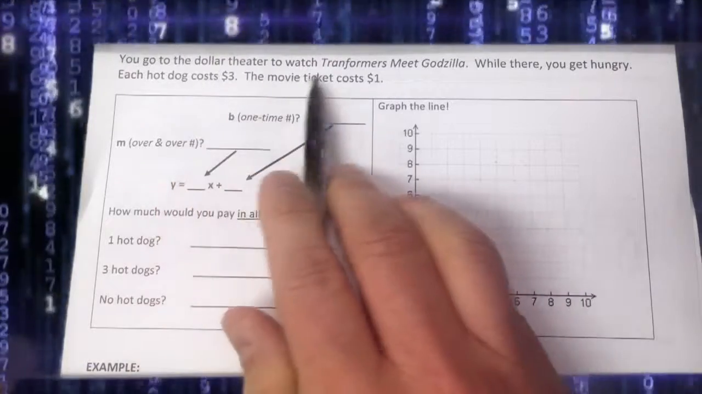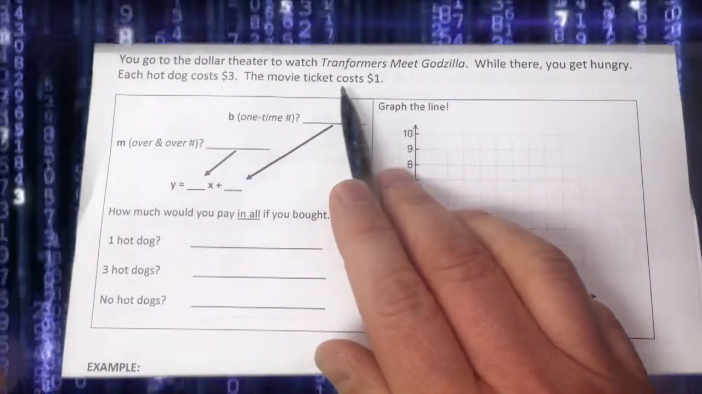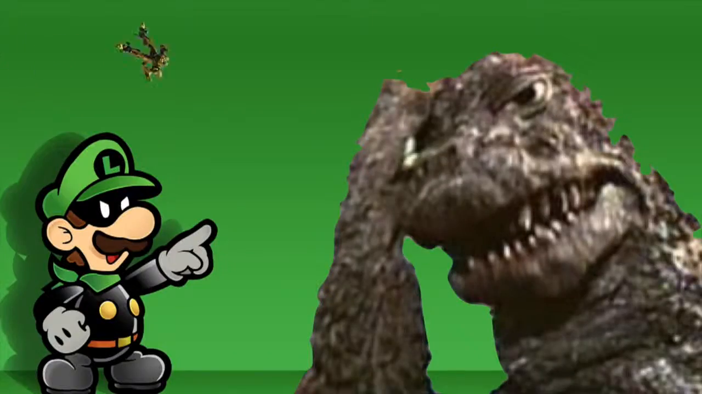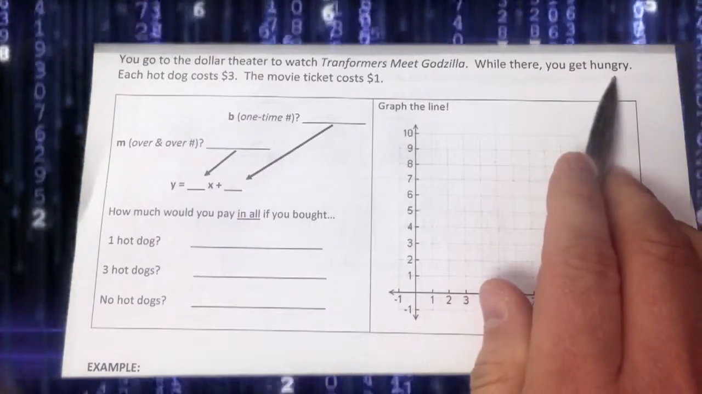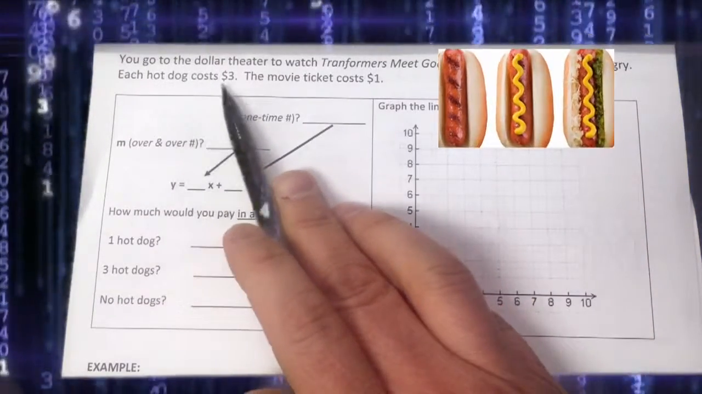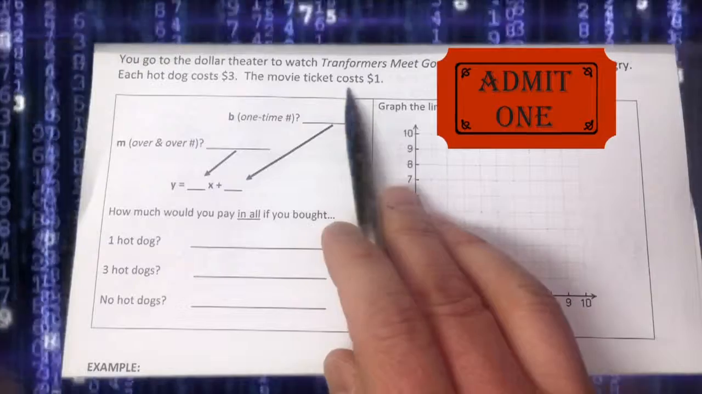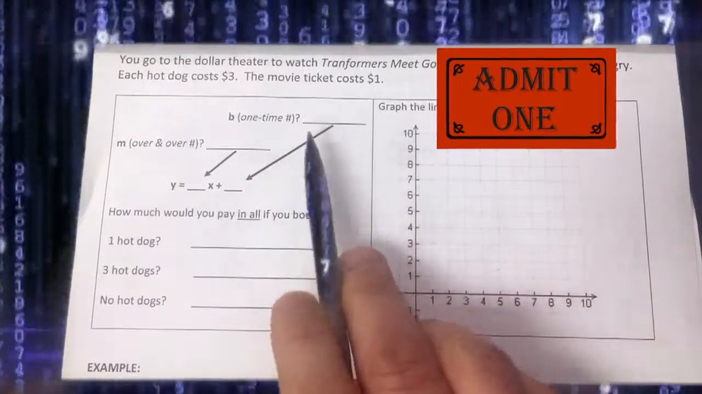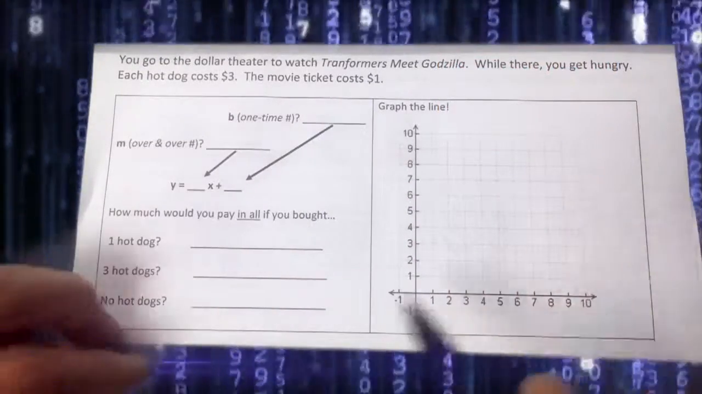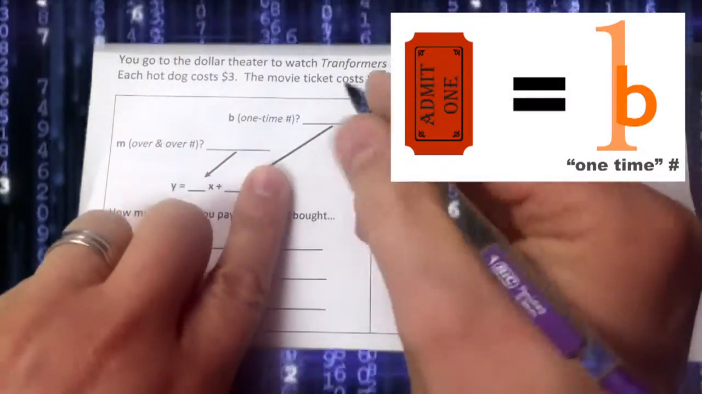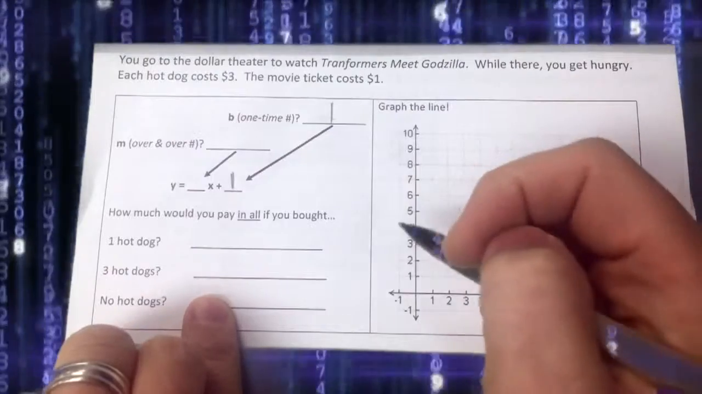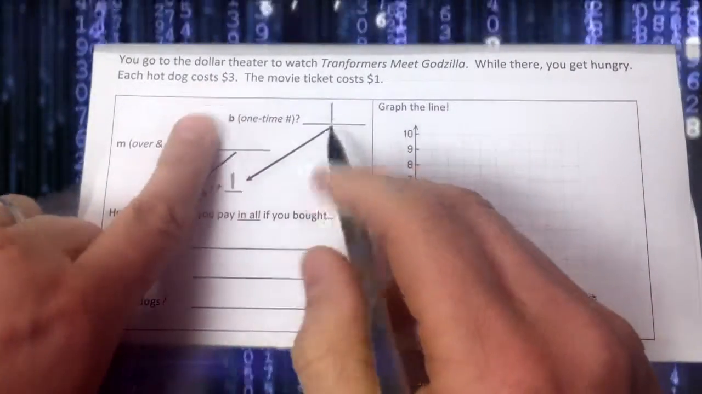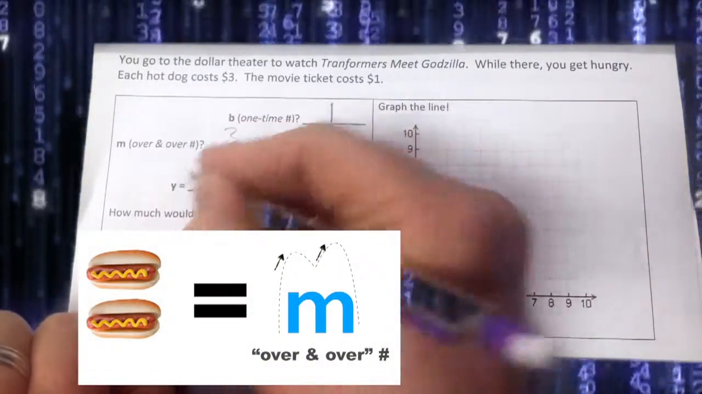You go to the Dollar Theater to watch Transformers Meet Godzilla. While there, you get hungry. Each hot dog costs $3. The movie ticket costs $1. So what are you only having to pay for one time? The movie ticket. You only have to pay once to get in. So that is this one. But what are you paying for over and over? Well, every time you buy a hot dog, you have to pay $3 again.